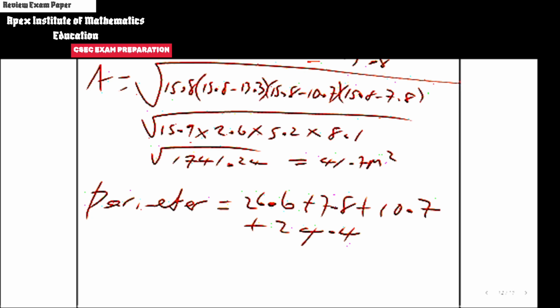So let's see here. Proceed, wrapping it up. We have 26.6 plus 7.8 plus 10.7 plus 24.4, and we end up with a final answer of 69.5 centimeters. It was in fact an extremely long paper, 2 hours and 45 minutes. This is indeed a healthy little practice session, a healthy little review paper.